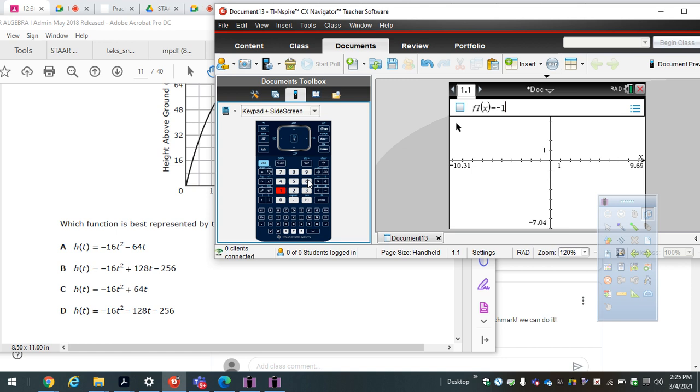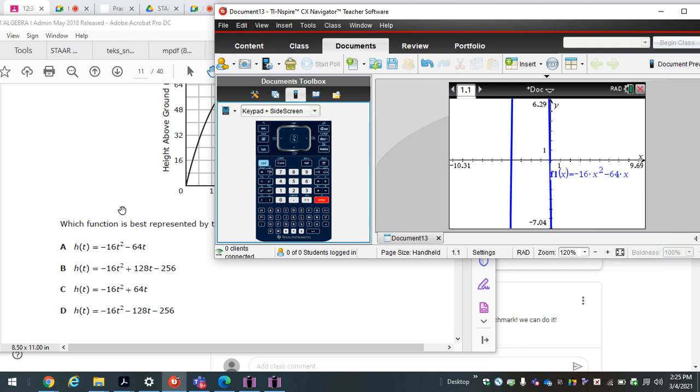Negative 16x squared minus 64x. You have to put x's. If you put t's, it's not going to work. Okay, I want you to see this much. It crosses through the 0 and it's on the negatives. So that one's automatically out.